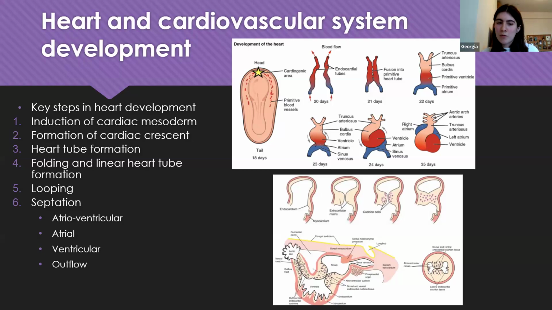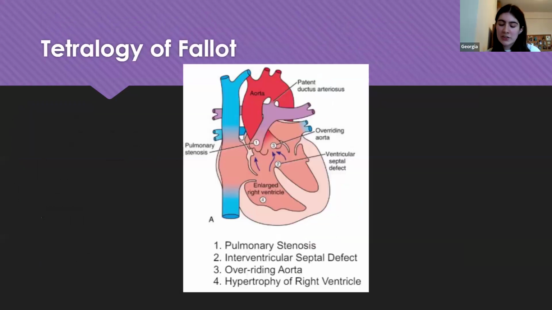This process can go wrong given its complexity, and one key congenital defect that you need to know is tetralogy of Fallot, and this is caused by issues with outflow and therefore ventricular septation, and it leads to four key features, which are pulmonary stenosis, an overriding aorta, ventricular septal defects, and an enlarged right ventricle. There are several issues with outflow tract septation, including truncus arteriosus, in which there's no division at all, and transposition of the vessels, in which there's a mismatch between ventricle and outflow tract, so the left ventricle going into the pulmonary artery, for example.